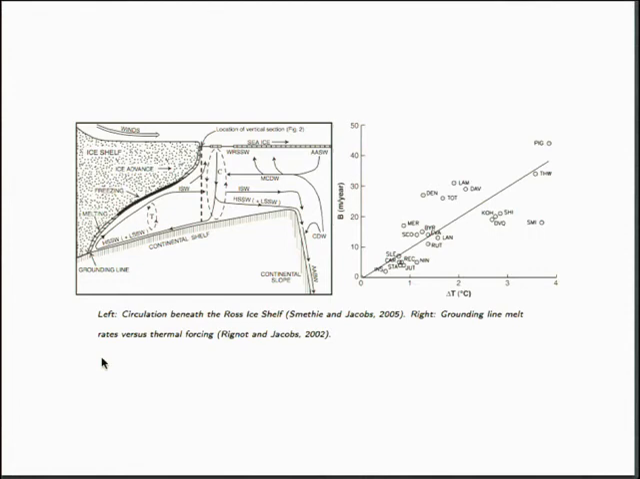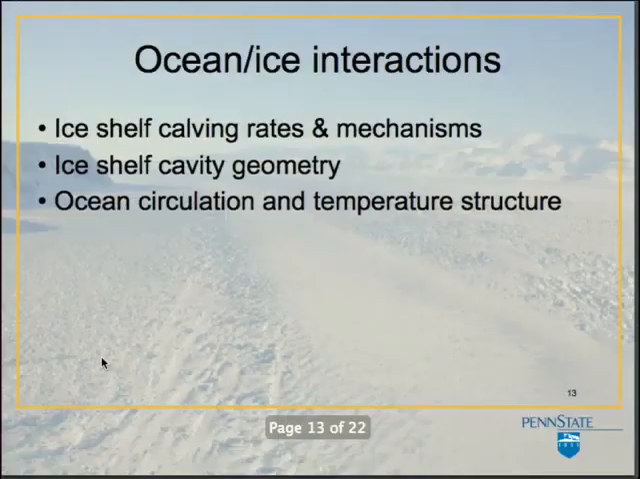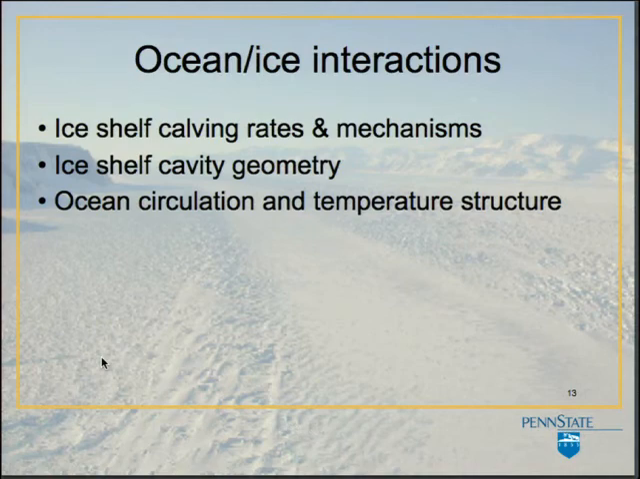And this is the big question: how the oceans and the ice shelves and then ultimately the inland glaciers interact. So these are the big questions in ocean ice interactions: ice shelf calving rates and mechanisms, the geometry, the ocean circulation and temperature structure, and there are some very innovative seismological methods for even inverting for temperature and temperature structure in the oceans, which could have value in this using acoustic methods.